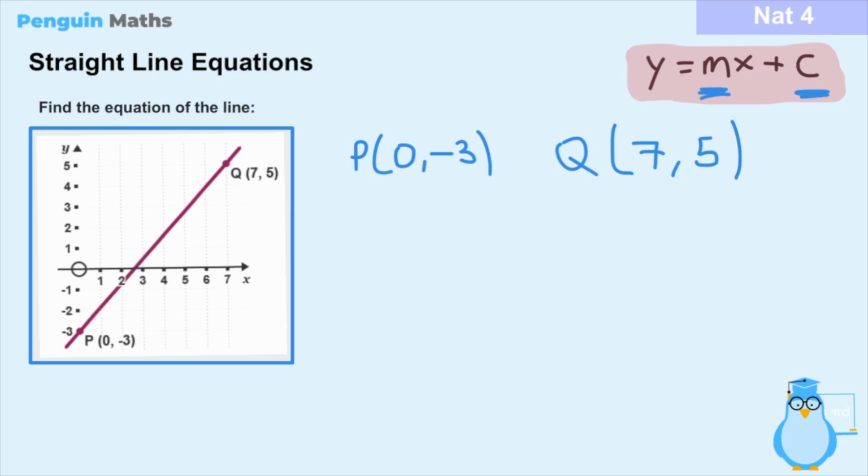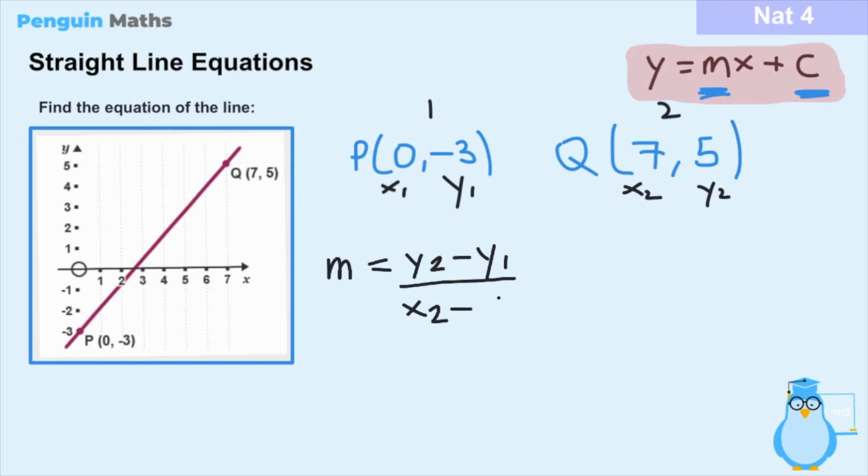So first of all, I'm going to calculate the gradient, and this time again I'm going to use the gradient equation. So that means that I'm going to label this one point 1 and this one point 2, and now I'm going to label each individual part of the coordinate. So here we have x1, y1, and x2, y2, and we can say that the equation for the gradient is equal to y2 minus y1 divided by x2 minus x1.